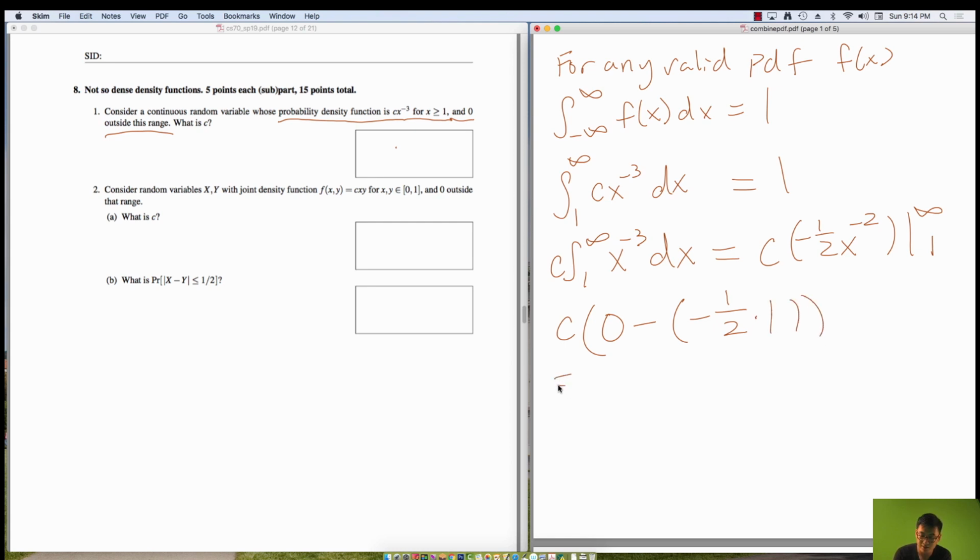And I'll get that this is equal to half c. And I want half c, or my resulting integral, to be equal to 1 since it's a valid probability density function. And this means c is equal to 2.